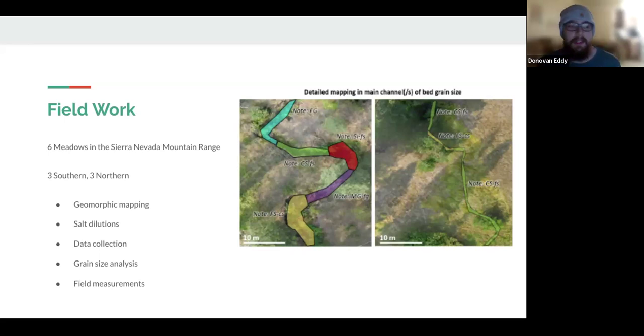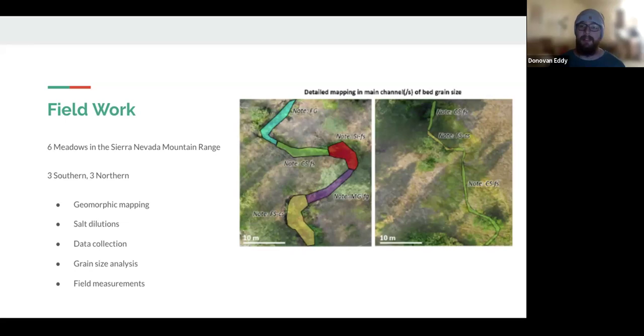Other field work that we conducted, such as salt dilutions, was to find the electroconductivity of the water, which pretty much determined the dissolved suspended solids that were in the water.